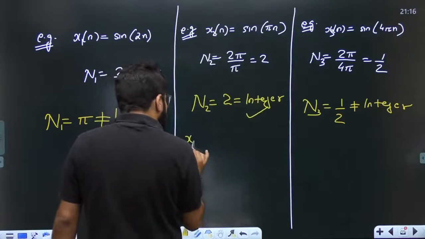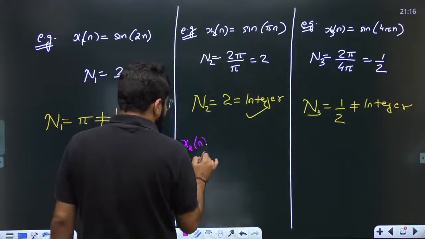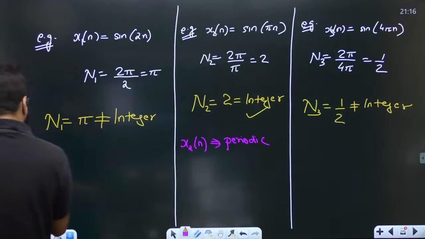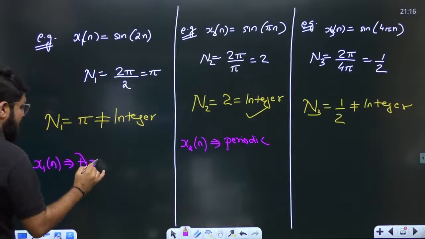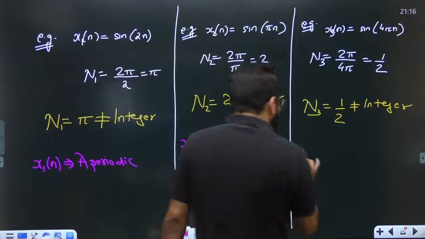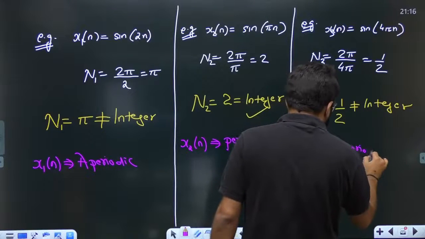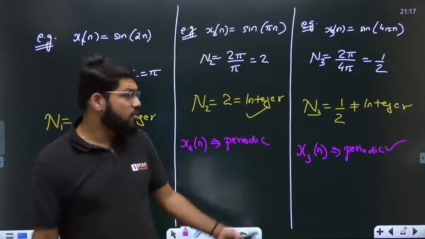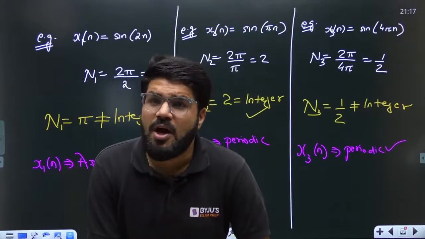N2 is directly an integer. So very clearly, my conclusion is ready for you that x2n is 100% periodic. But x1n, although it is a sinusoidal signal, is aperiodic. But if I talk about x3n, it is still periodic. Sir, what sort of joke is this? How can it be periodic? Its period is non-integer. So how is it periodic?